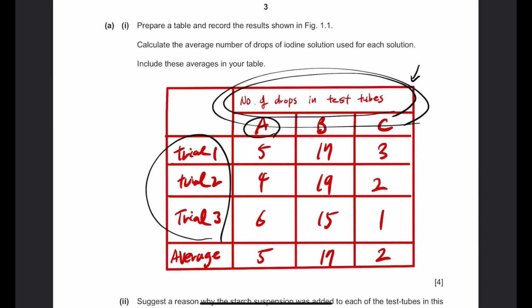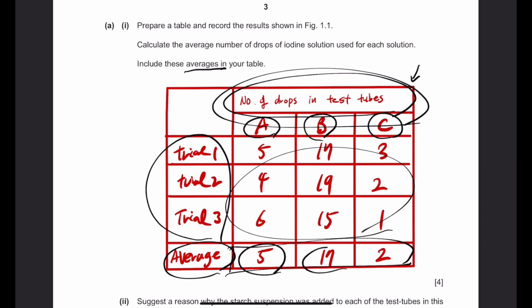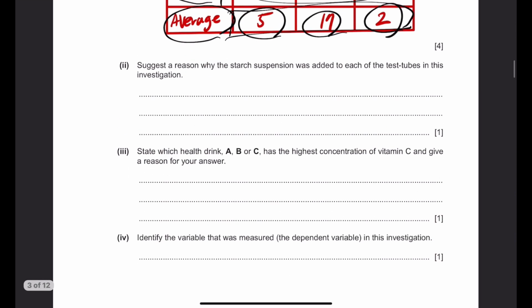So I'll put test tube A, B, and C here, and then put all these results here, and then get the average, because the question is asking you to include the averages, the average number of drops of iodine solution used for each solution. So here are the average values, and that's the table that you should draw. And let's go to number 2.